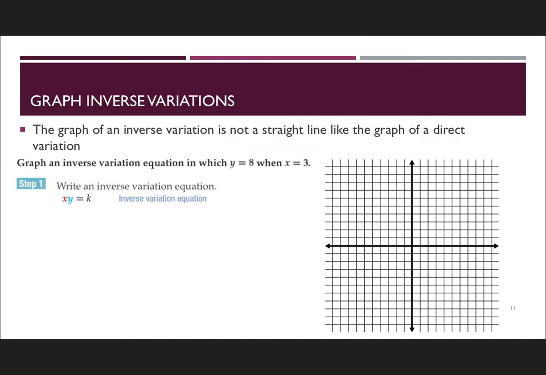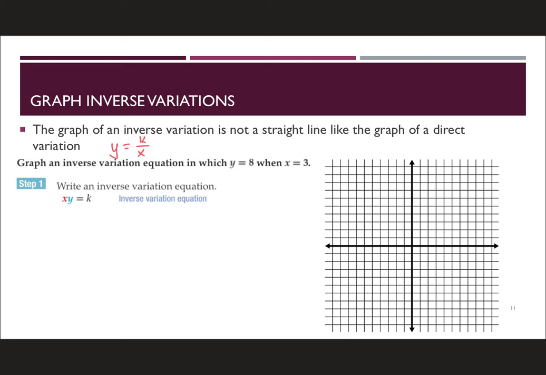Okay, now that we've discussed our pieces, let's go ahead and try to graph. First things first, we need to write an equation. We need to write the inverse equation, and again, it's going to go off the pattern of y is equal to k over x. Now, since this is an inverse variation, it's not going to give us a straight line like the direct variation would. So it's going to look a little different, but it all makes sense.